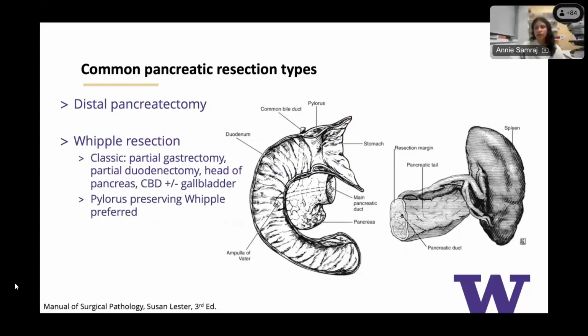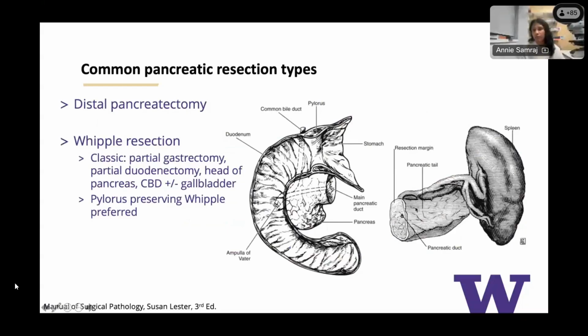So moving on to our common resection types. Here we have a Whipple resection. A Whipple resection can be a classic, which includes partial gastrectomy, or it can be pylorus preserving, where we have only intestinal margins. So the pylorus is preserved in the patient. Pylorus preserving Whipple is sort of in vogue in recent times, but studies are showing that when it comes to morbidity, it really doesn't make too much of a difference. So you might get either a classic or a pylorus preserving.